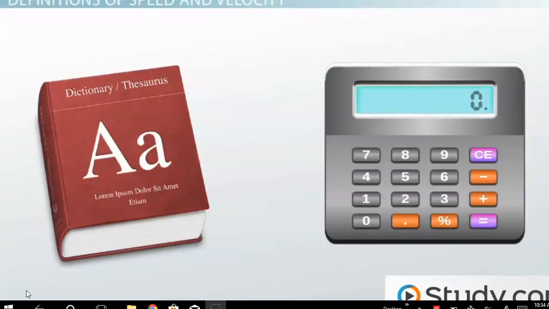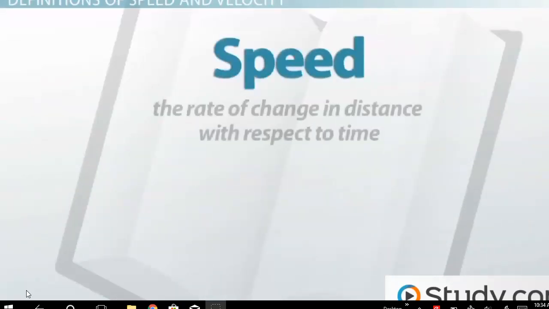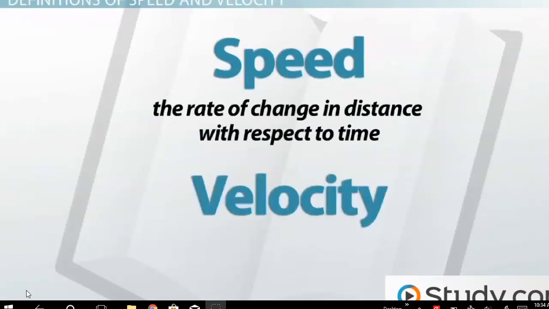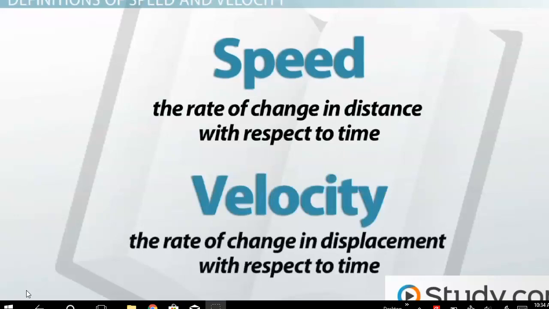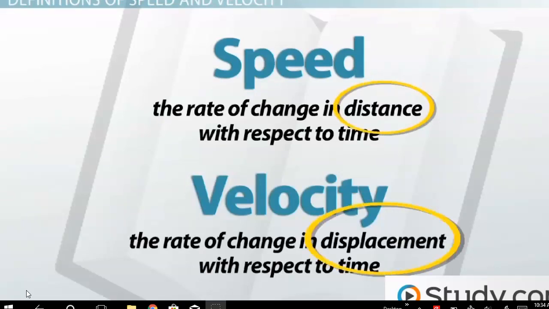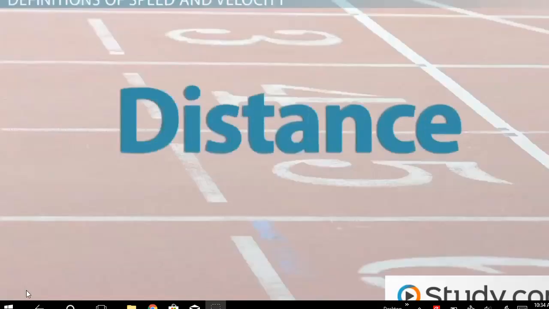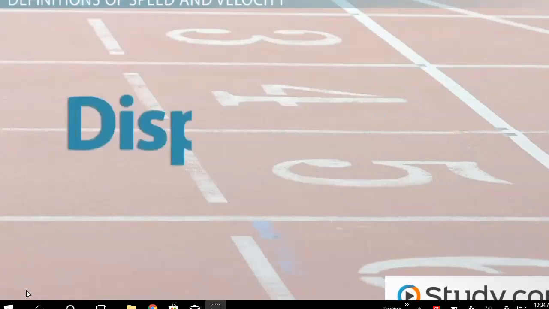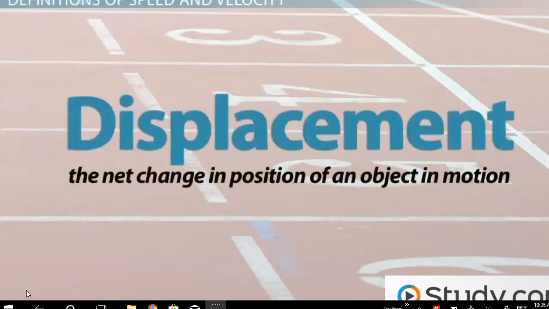definitions of each term. Speed is defined as the rate of change in distance with respect to time. Velocity is defined as the rate of change in displacement with respect to time. Notice the words distance and displacement are the only difference between the two definitions. So, what's the difference between distance and displacement? Distance refers to the total amount of ground covered by an object in motion, whereas displacement refers to the net change in position of an object in motion.